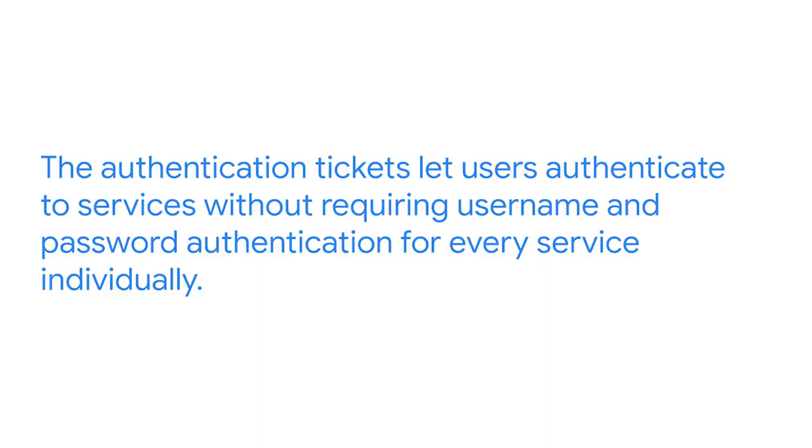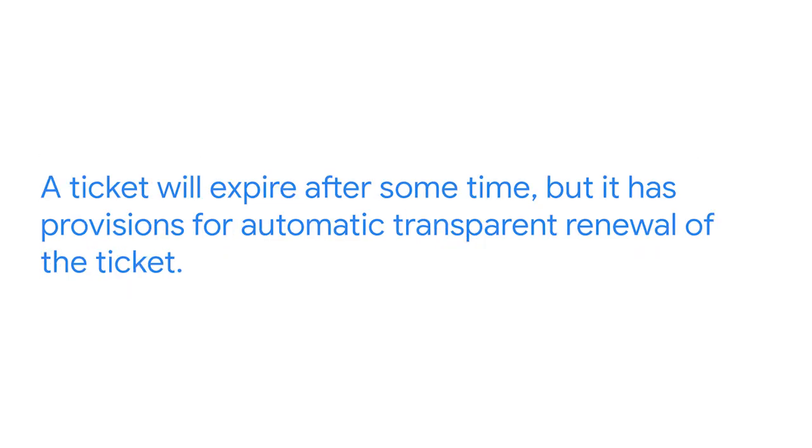stream cipher. We mentioned tickets earlier, which is a sort of token that proves your identity. They can be used for authenticating to services protected using Kerberos, or in other words, are within the Kerberos realm. The authentication tickets let users authenticate to services without requiring username and password authentication for every service individually. A ticket will expire after some time, but has provisions for automatic, transparent renewal of the ticket.